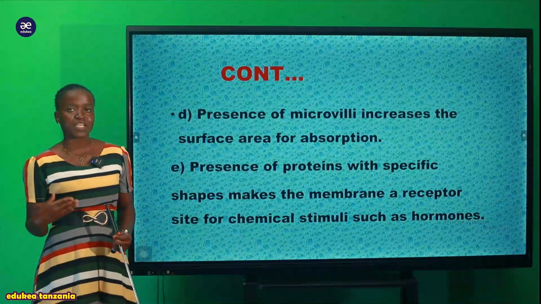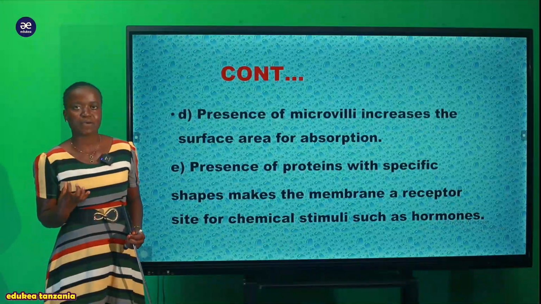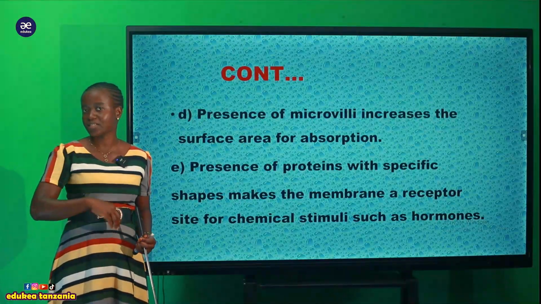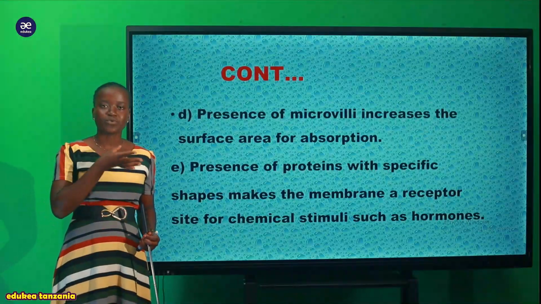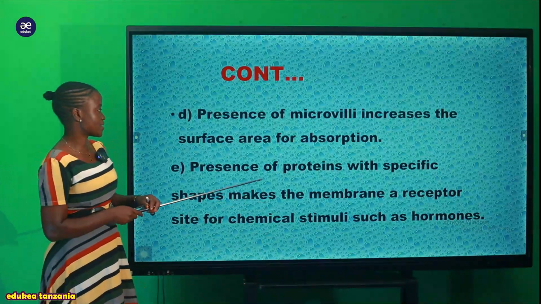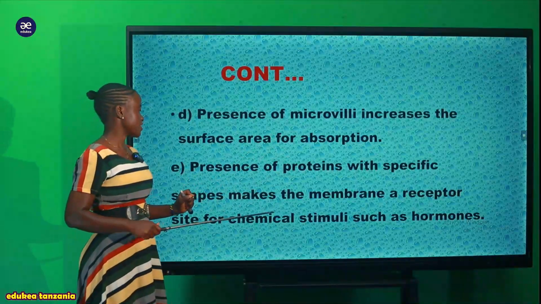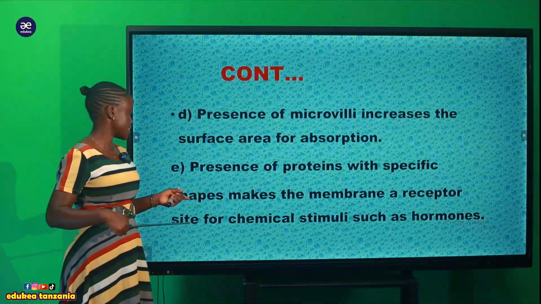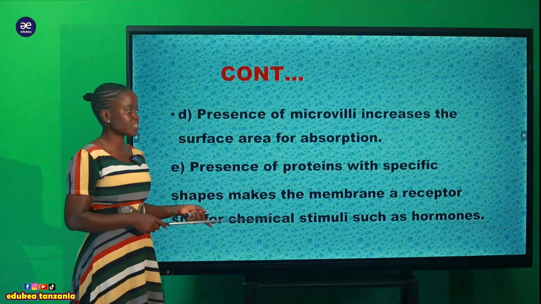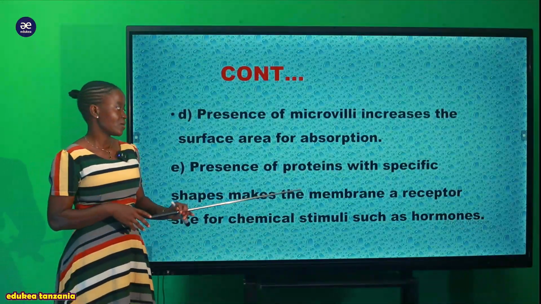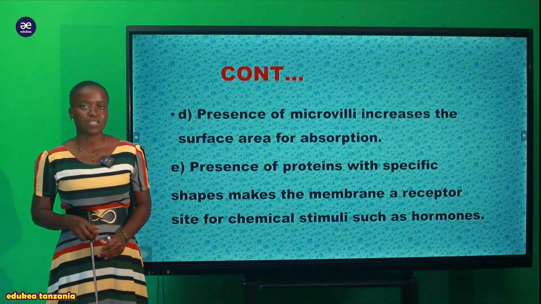Protein ndio ambayo inawezesha hormones ambazo zinaweza zikaingia within a plant cell, then to enter into a different part that are needed. So it's due to the presence of this protein with a specific shape that makes the membrane a receptor site for chemical stimuli such as the hormone. So the hormones are detected with the presence of this protein.